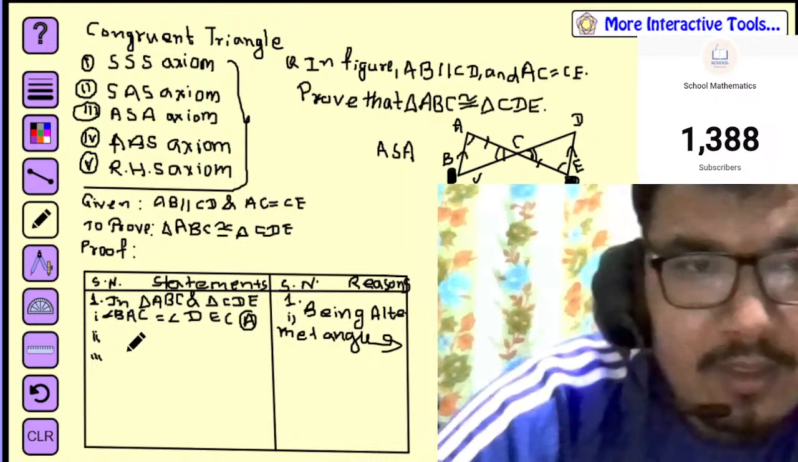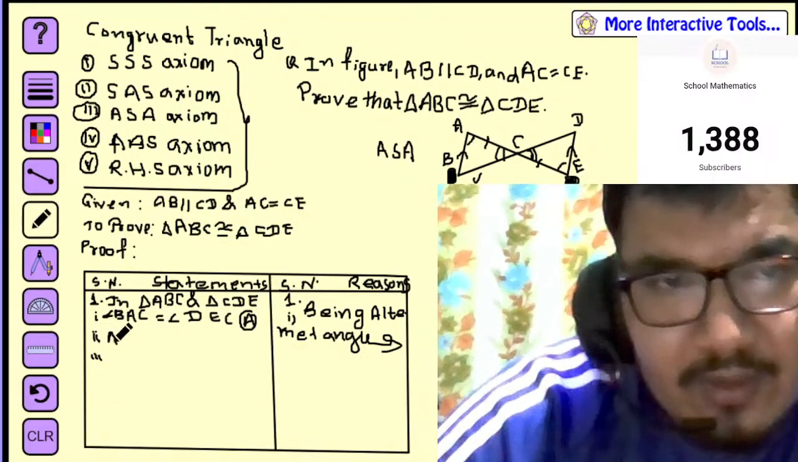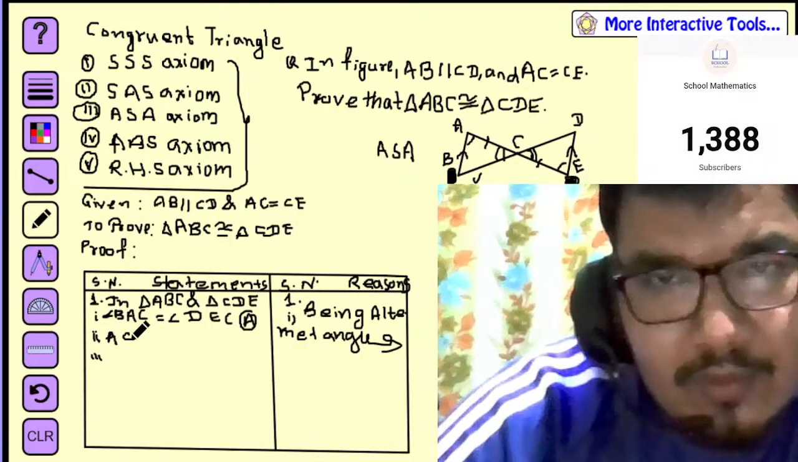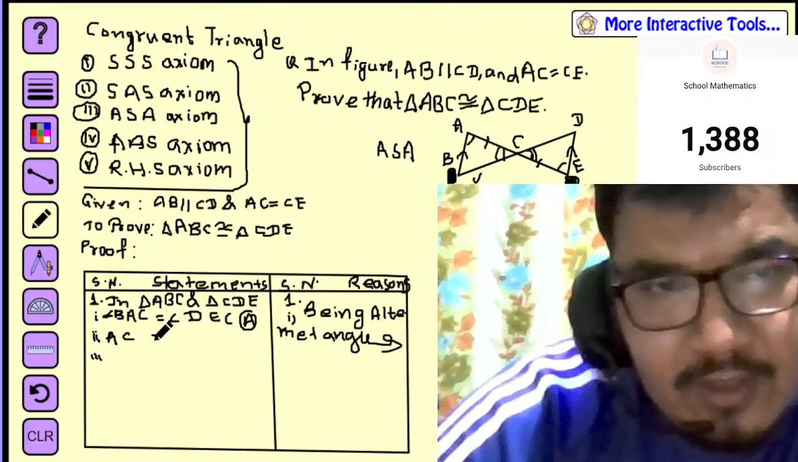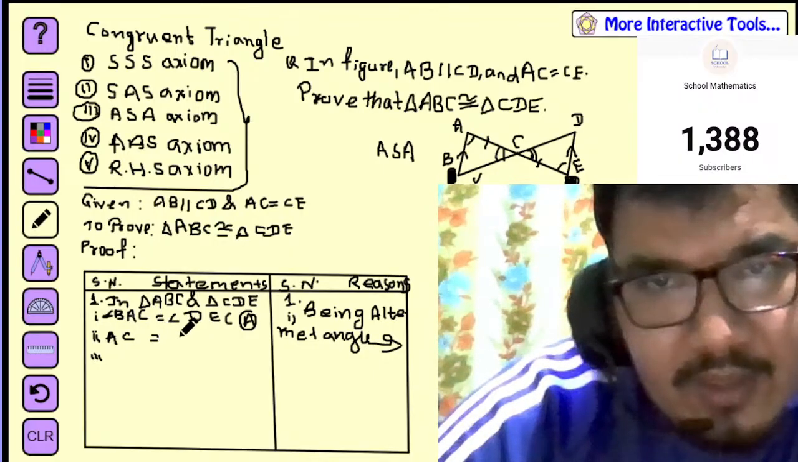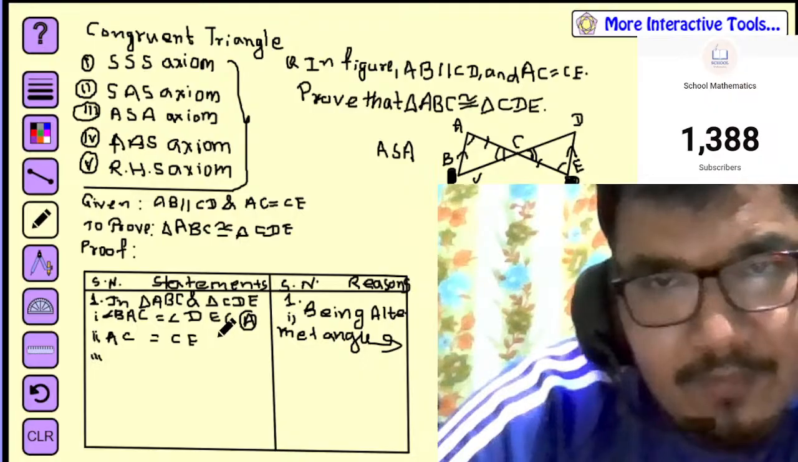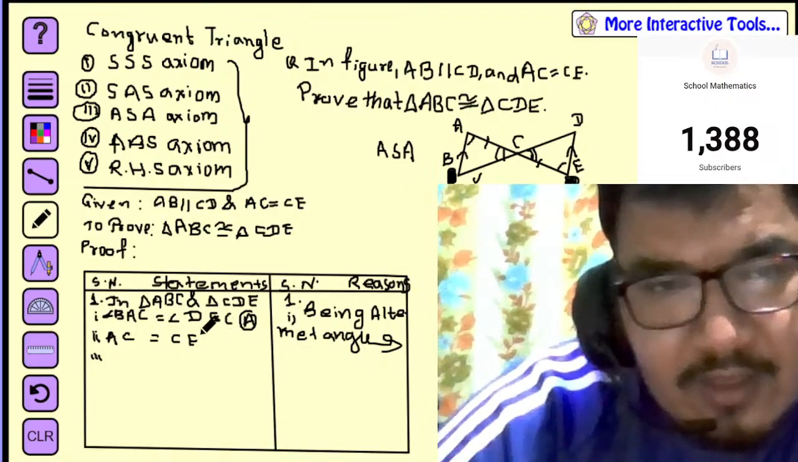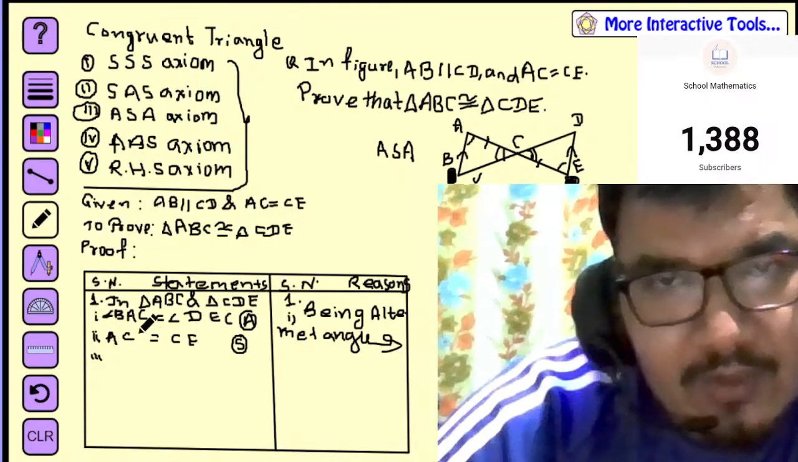This angle. Now number two, look there. It's already given that AC equals CE. That condition is given already in the question. AC equals CE, this side and this side. That's why I mention here side. These two sides are equal.